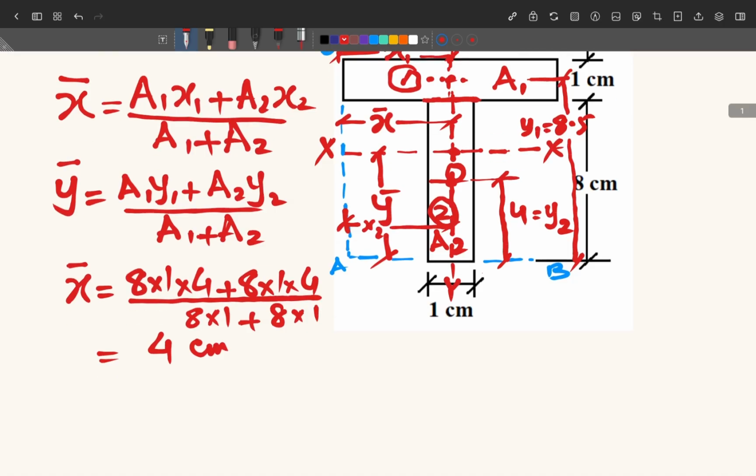Now the next step is to calculate the value of y bar. In a similar way, we substitute the values of A1, Y1, A2, Y2, etc. So A1 is again the same thing, 8 into 1 area multiplied by Y1. The value of Y1 we can see from the centroid of this area A1 up to the baseline AB, and that distance is 8.5. We put here the value 8.5 plus A2 Y2.